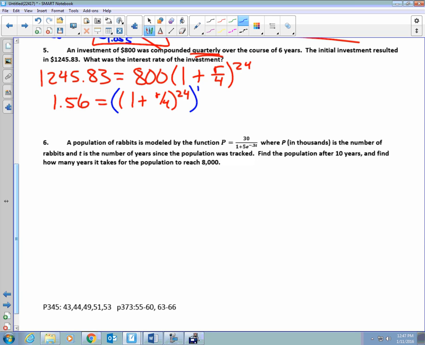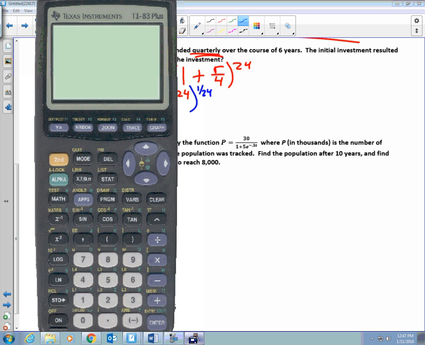So first time for everything. All right, so we got 1.56 to the 1 over 24.